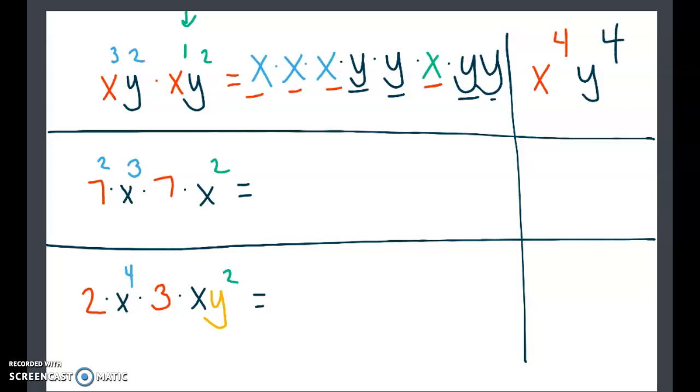Pause the video here and try the next 2 examples on your own. Then unpause and see if you came up with the correct answer.